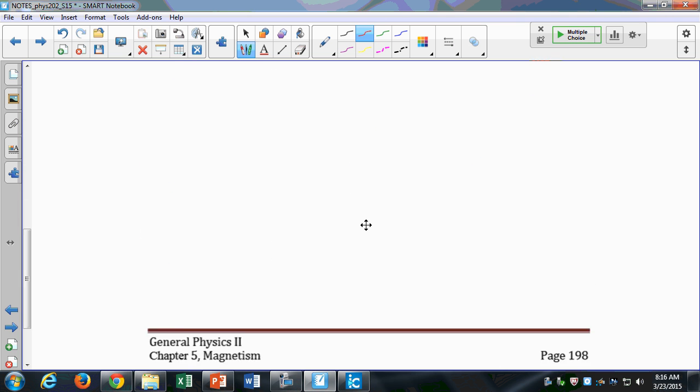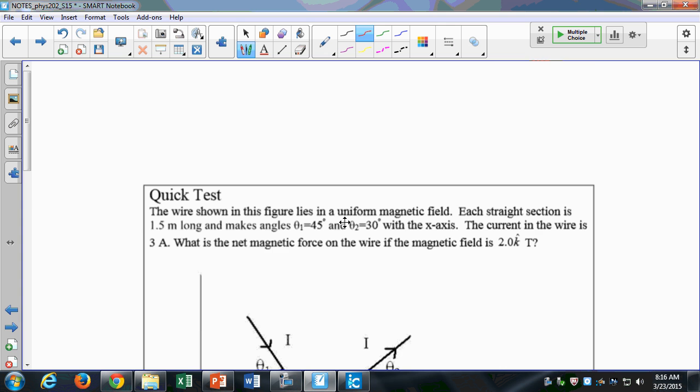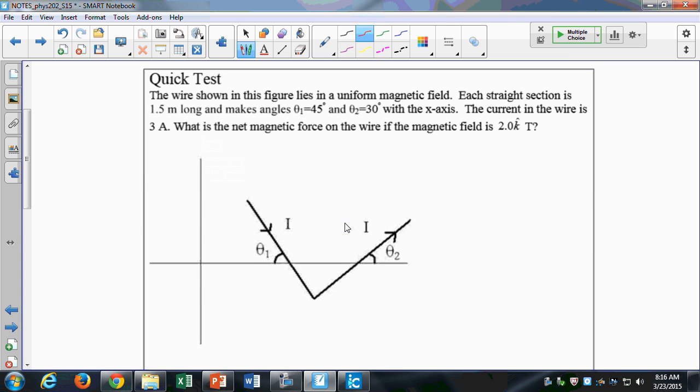All right, let's see what we got here. Okay, let's try this. I just want to do one part of it though. Let's just do this part. So I have this wire that is at an angle of 45 degrees from the x-axis, and I want to know, I give you the current; it's 3 amps, and I want to know the magnetic force if the magnetic field is as shown.